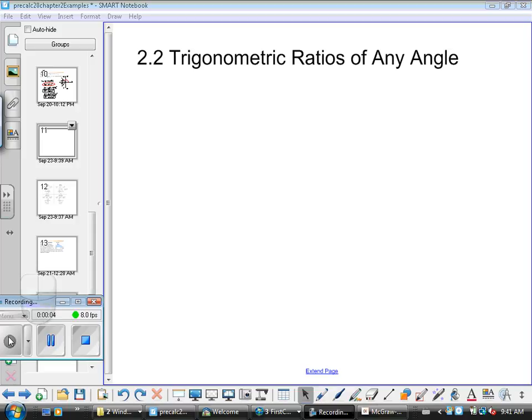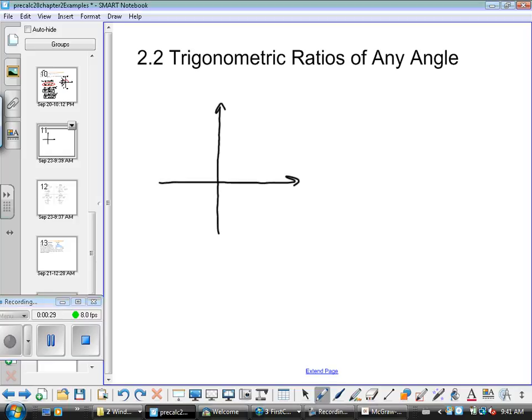Okay, so section 2.2 is about finding the trigonometric ratios of any angle, and we're doing angles between 0 and 360. Okay, so not concerning ourselves with negative angles or anything, although it doesn't make it really any more difficult if you did. That's just how we're starting off. Okay, so to find the trig ratios of any angle, we can say that we have any angle in standard position. And it really doesn't matter what quadrant they're in.